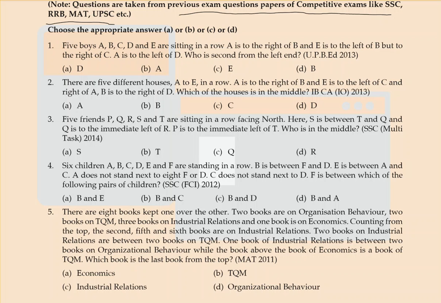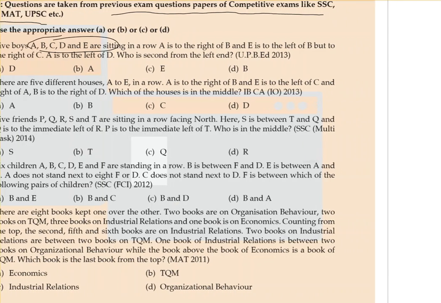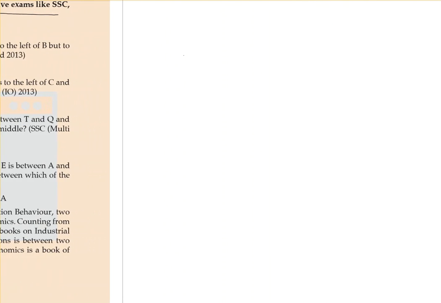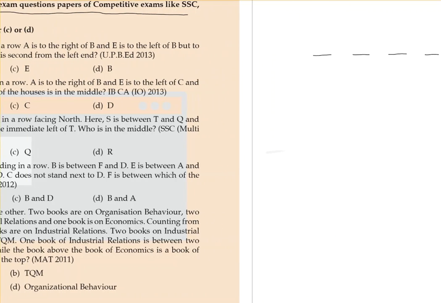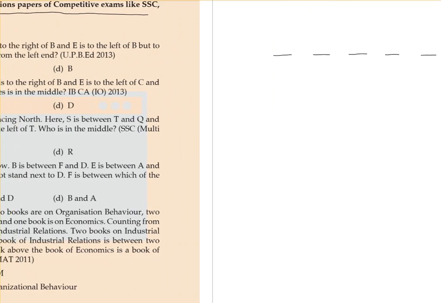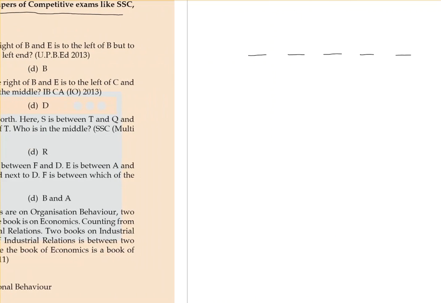So the first question is: five boys A, B, C, D, E are sitting in a row. A is to the right of B. Okay, five boys sitting in a row. We have to start like this: one, two, three, four, five. A is to the right of B, but we can't go like this. So A is to the right of B. We just place A and B: B here, and to the right of B, A is here.